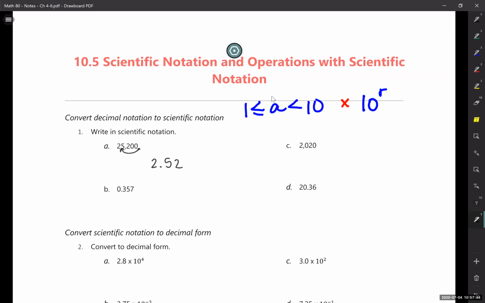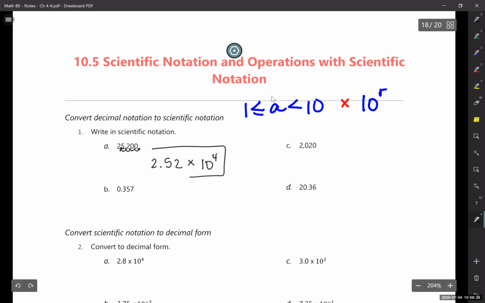However, you know that 25,200 is not equal to 2.52, so we need to say how many places we moved it. We moved it over 1, 2, 3, 4 places to end up at 2.52. So I need to multiply 2.52 times 10 to the 4th power. I moved that decimal over 4 places, so I'm going to say it's to the 4th power. 10 to the 4th power is 10,000. So what I'm saying is it's 2.52 times 10,000, and that will equal 25,200.